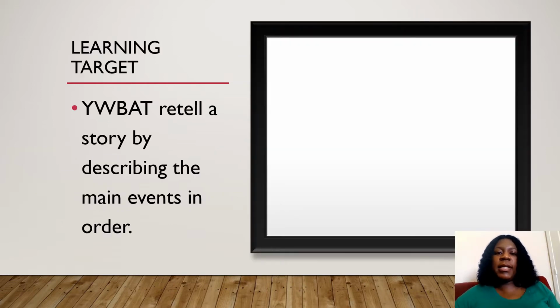Sit up straight, block out distractions, watch the screen, and listen carefully. Okay, boys and girls, today's learning target is you will be able to retell a story by describing the main events in order. First, I will explain what an event is. Then, I will demonstrate how to retell by describing the main events in order using a sample text. Next, we will listen to the story, The Little Red Hen, read by Miss Yancey. And last, you will retell the story by answering some questions with 75% accuracy.